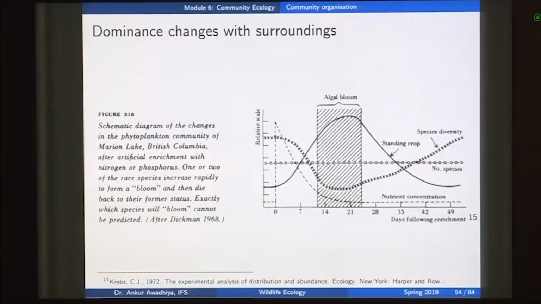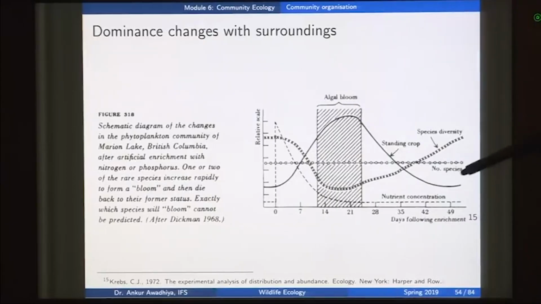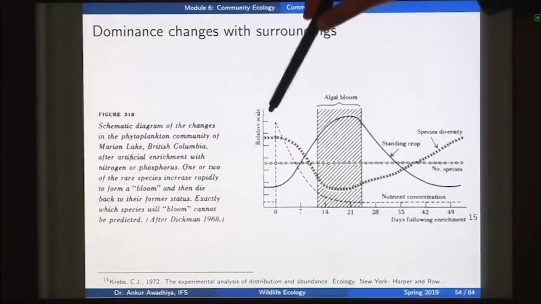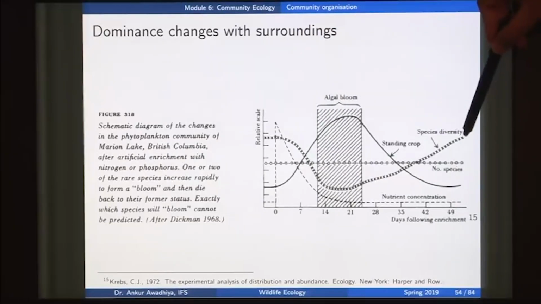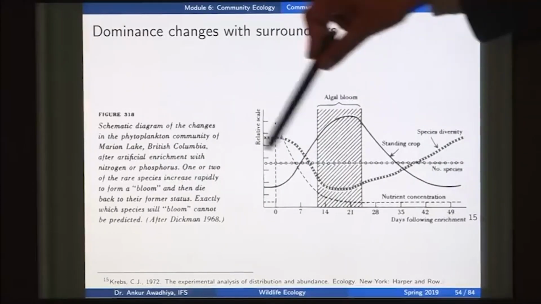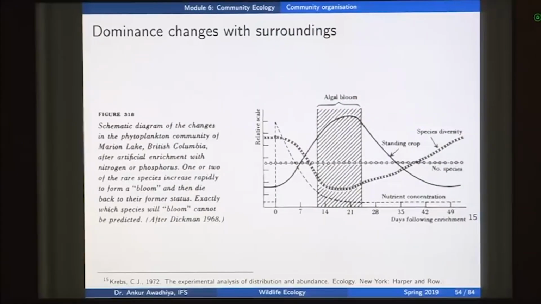But in this case, we can also see that even though the community suffered with these changes and this algal bloom, the later values of everything are the same as the initial values. The number of species does not change. If we look at species diversity, suppose this was 100%, again it comes back to the same level. The standing crop also comes back to the same level, and the amount of nutrients also comes back to the same level. So this is what we mean when we say that a community shows some amount of homeostasis or self-regulation.